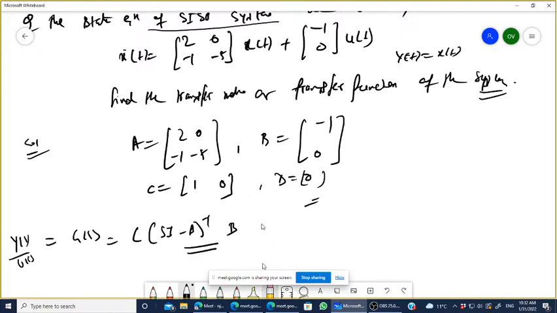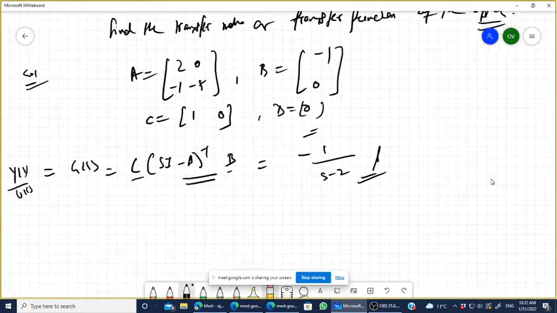Okay, C into (sI minus A) inverse into B. So you can calculate this matrix. (sI minus A) inverse you can calculate. C is also given, B is also given, just multiply, and after solving you will get minus 1 upon (s minus 2). So this will be the transfer function.